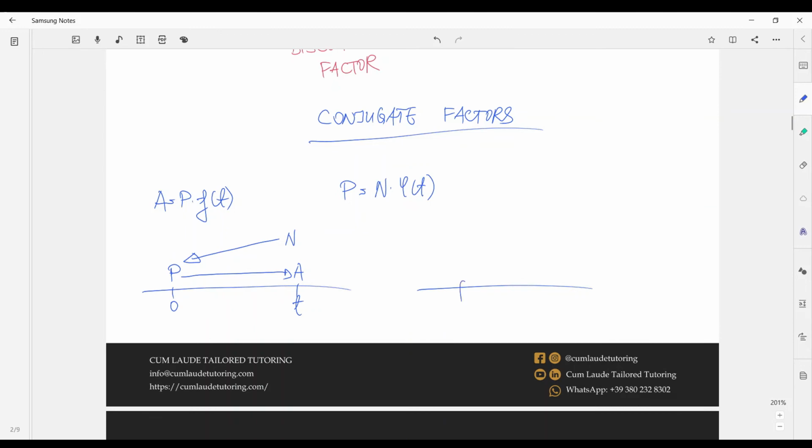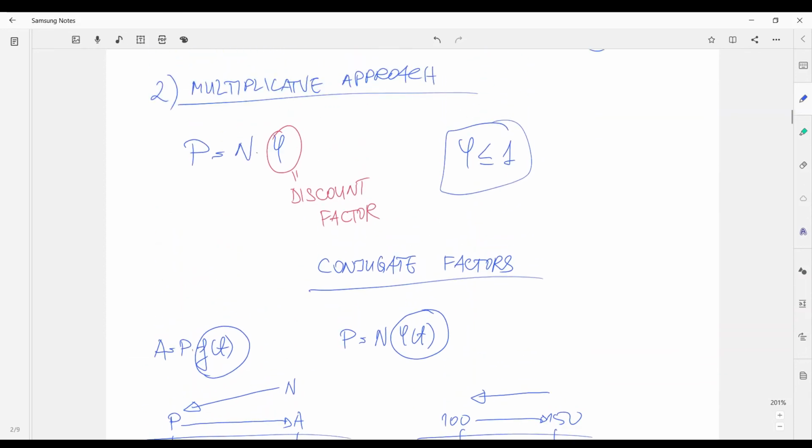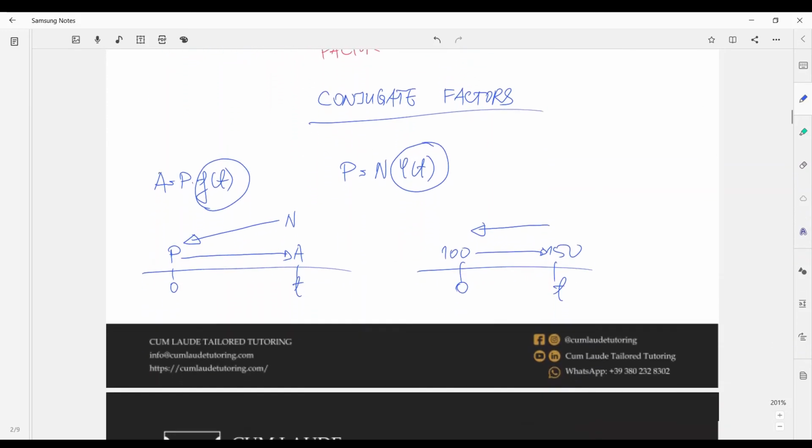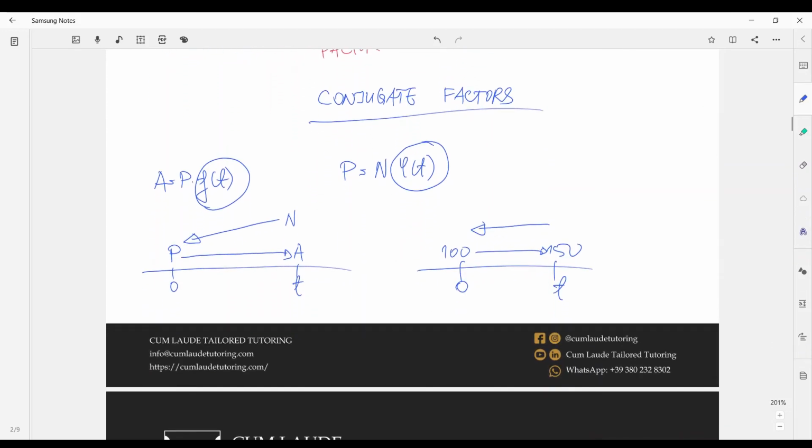For example, I know that today I'm investing 100 euros to have 150 tomorrow. That would be the accumulation process. And I can find 150 using that logic, so multiplying 100 by the corresponding accumulation factor. Or I can know, for example, that 150 euros in 3 years are worth 100 euros today. How? I take the 150 euros and I bring them to 0, multiplying 150 times the corresponding discount factor, which is, as we said, smaller than or equal to 1, as we saw here.